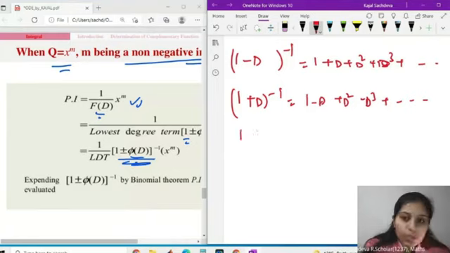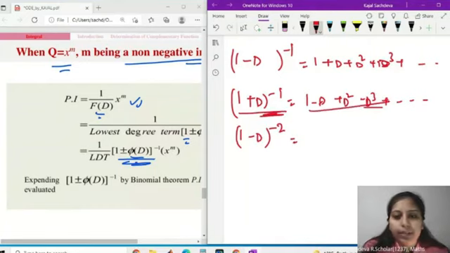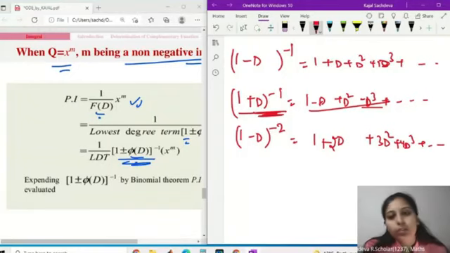Another expansion can be (1 - D)^-2. This can be found by just differentiating both sides. We will get the required expansion. Taking this differentiation, we get minus 1 times (1 + D) raised to power minus 2, and differentiating this side also, we get 1 + 2D + 3D square + 4D cube and so on. So these two-three expansions you have to learn already, so that we can apply them in this method.